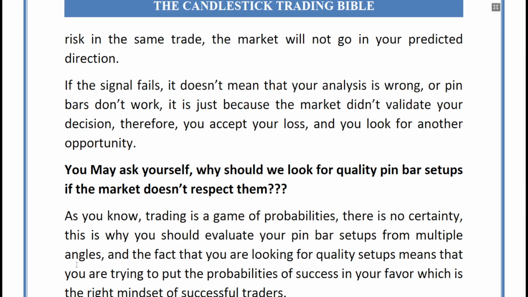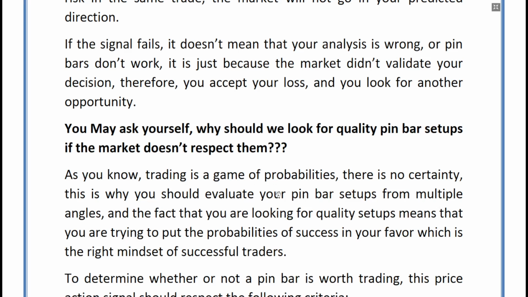You may ask yourself, why should we look for quality pin bar setups if the market doesn't respect them? Let us see. As you know, trading is a game of probabilities. As I told you guys, trading is all about probabilities and risk. Okay? There's no certainty whatsoever in any way. That is why, to all the people who usually come to me telling me, give me a bot that has 100% profit, that I don't have to do anything, my work is to plug and play, I usually tell them clearly to their face, there is no bot like that.